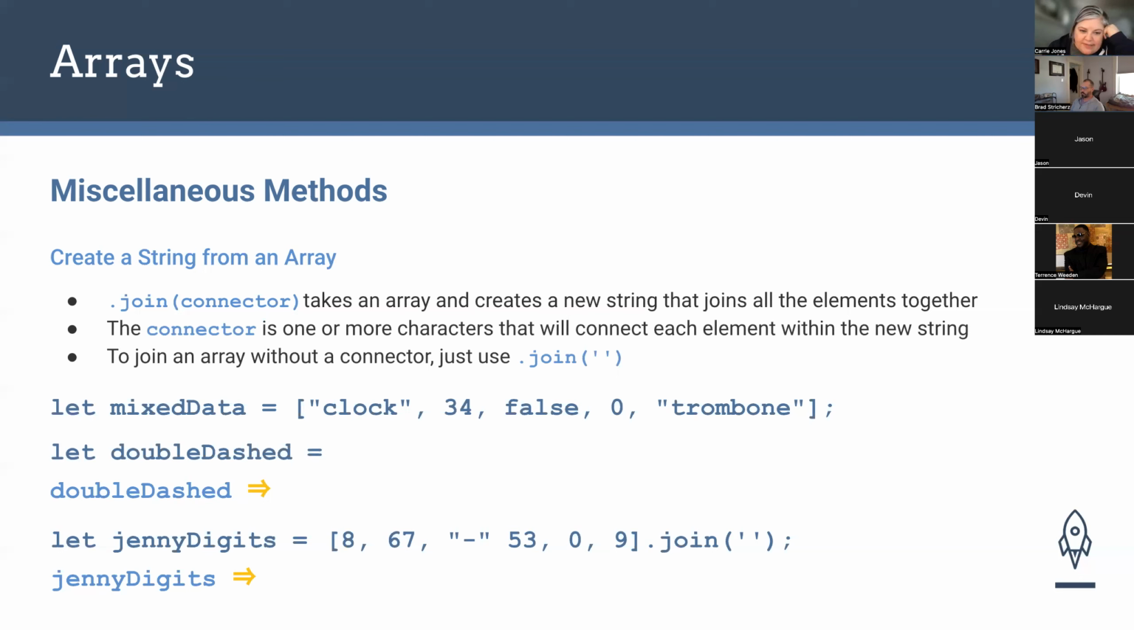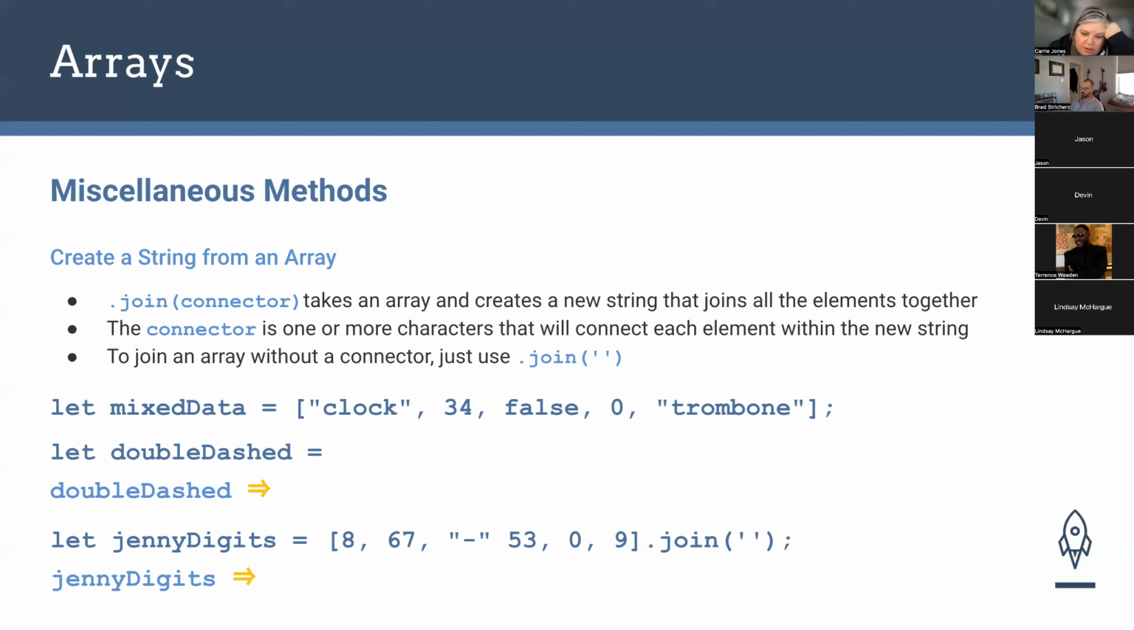So we got this array, mixed data. We got clock, 34, false, 0, trombone. First of all, is this going to work having mixed data types like this? Yeah, it'll work, because it would just turn the whole thing into a string, right? Yep, it basically just automatically converts every single element into a string in the process.